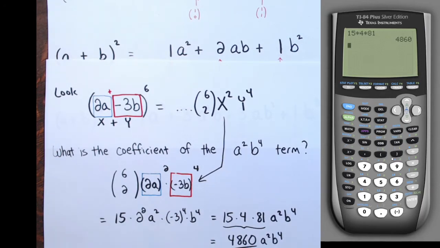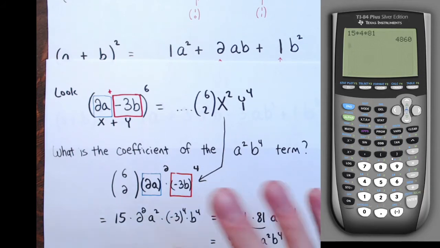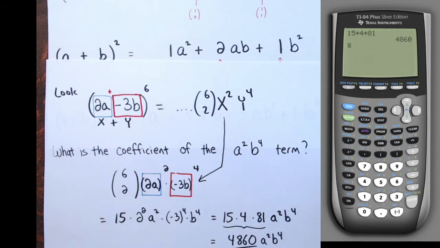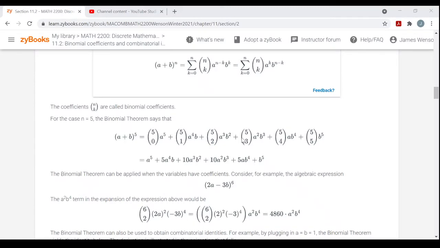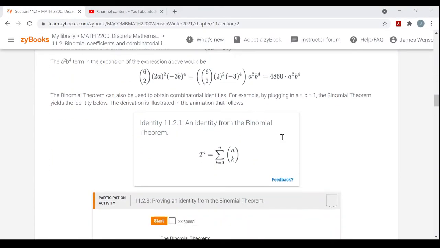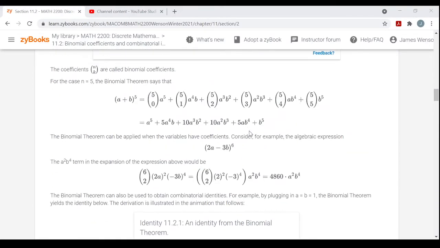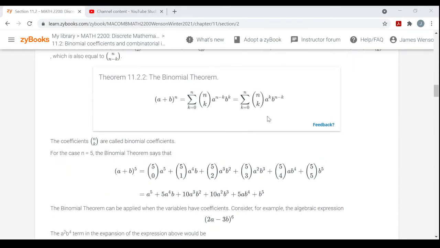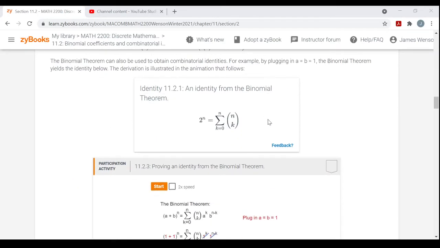Okay. All right. So hopefully that made sense. I'll probably do another one of these in a second. So you see they're running through that here. And then if you use this binomial theorem, you can set up all sorts of identities. Like 2 to the nth power is the sum of all the combinations from n choose 0 up to n choose n.